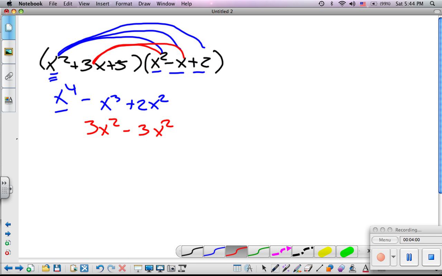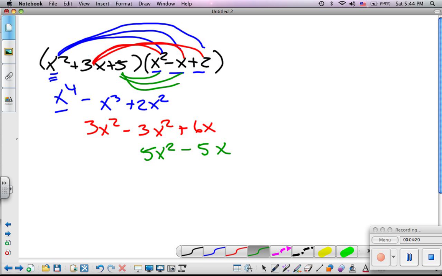And then the last one is going to be the 3x times the 2, which is going to give me a plus 6x. Okay, and last time we're going to multiply the 5 times the x squared, which is going to give me 5x squared. We're going to multiply the 5 by the minus x, which is a minus 5x. And we'll multiply the 5 by the 2, which is a 10.